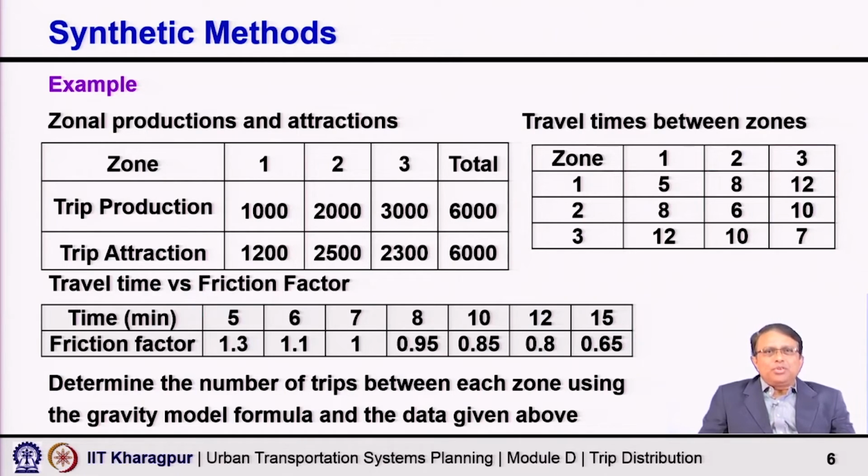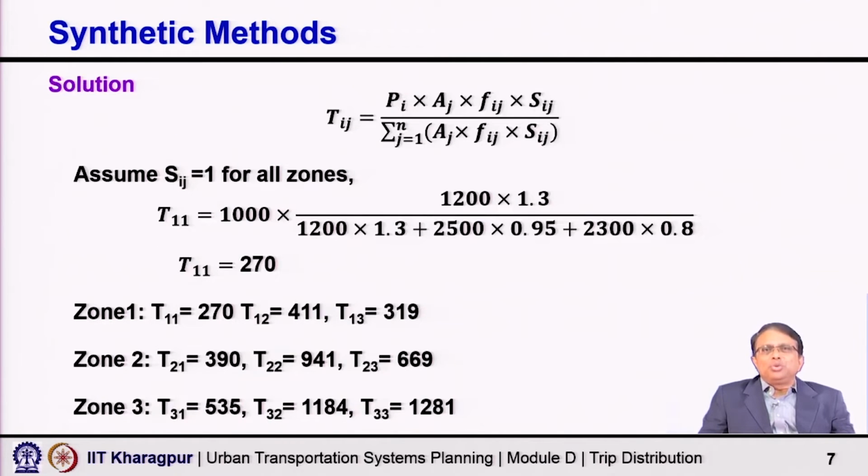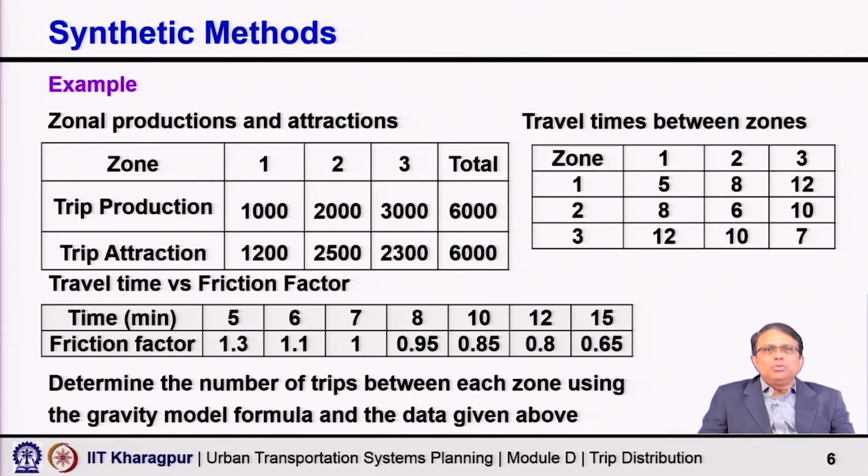So, 5 corresponding friction factor value 1.3. So, 1200 into 1.3 divided by, obviously, all zones which are connected. So, all 3 zones 1, 2, 3. So, corresponding to 1 it will be again this 1200 into 1.3. Then A2, what is A2? Attraction of zone 2, 2500.